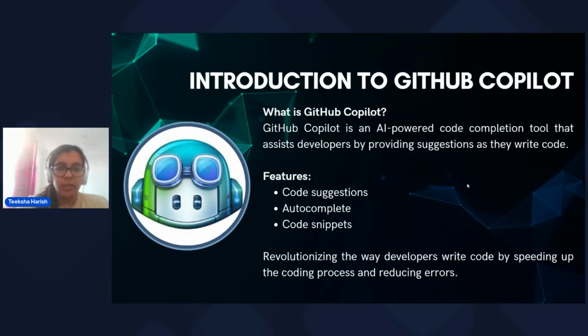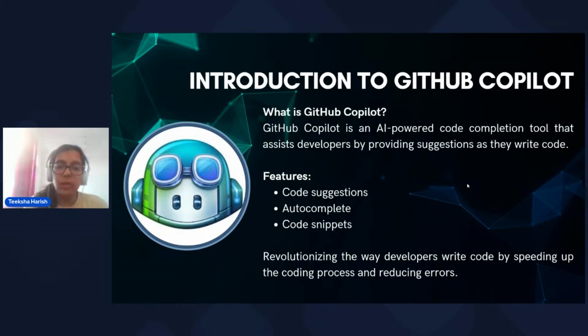First of all, coming to the introduction, what is GitHub Copilot? GitHub Copilot is an AI powered code completion tool that assists developers by providing suggestions as they write code. It is trained on billions of lines of code available in public repositories, so that it sees the context of the code being written. It sees what libraries we have included in our project, what code we have written till now, and what code we are writing currently. And using that, it provides us suggestions and code snippets, so that we don't have to write redundant code.